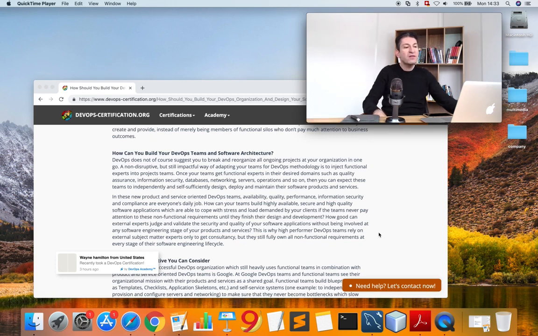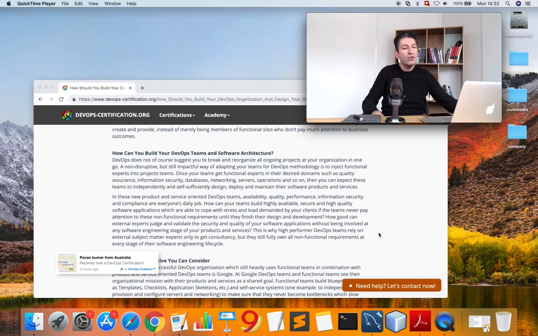And once your teams get these experts in their desired domains, and these domains can be quality assurance, now you embed the quality assurance expert already in your project team instead of asking help from an external quality assurance team, or information security, database, networking, servers, operations, and so on. Again, you bring these experts into your own team. Then you can expect these teams who already have the subject matter experts under their own roof to independently and self-sufficiently design, deploy, and maintain their software products and services.